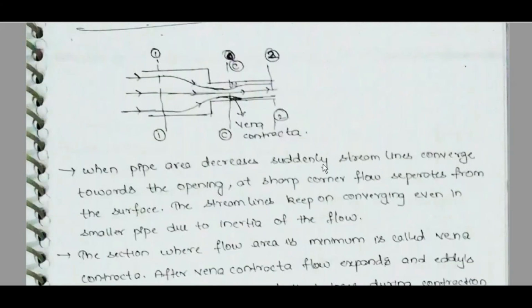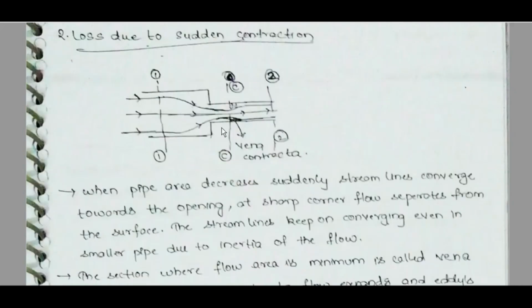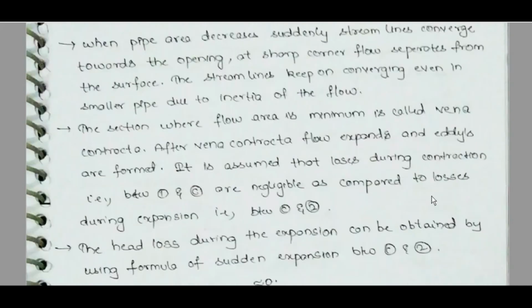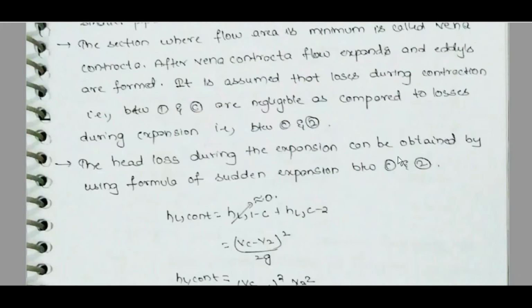When pipe area decreases suddenly, the streamlines converge towards the opening, and at the sharp corner the flow separates from the surface. The streamlines keep on converging even in the smaller pipe due to inertia of the flow. The section where flow area is minimum is called the vena contracta. After the vena contracta, flow expands and eddies are formed. It is assumed that losses due to contraction, that is between 1 and C, are negligible as compared to losses during expansion between C and 2. The head loss during expansion can be obtained using the formula of sudden expansion between C and 2.